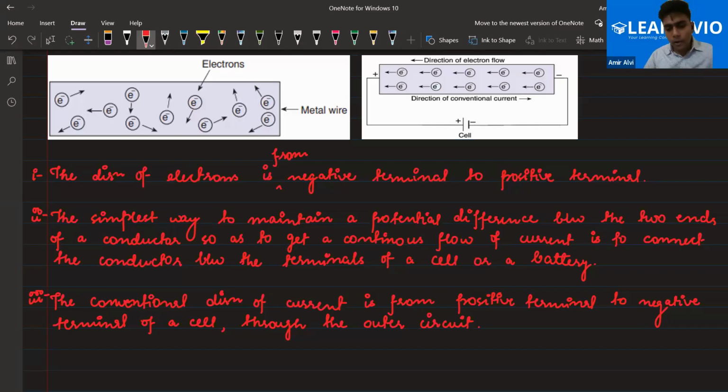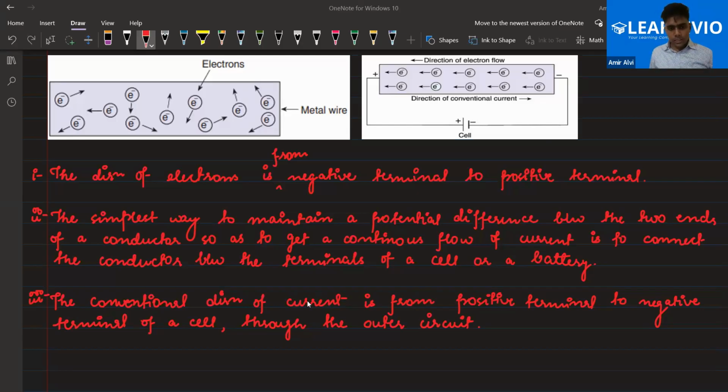Okay. So this is a conceptual question, everyone. Please do not take it lightly, because sometimes the question says explain why the conventional direction of current is from positive to negative. Okay, let's do the numerical.